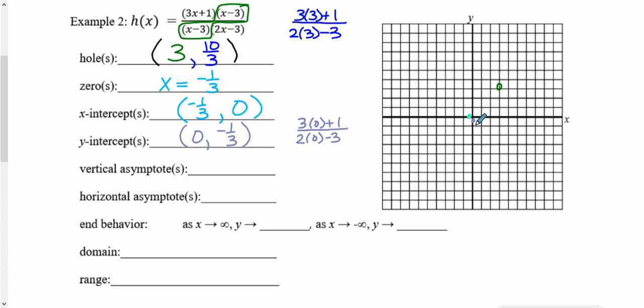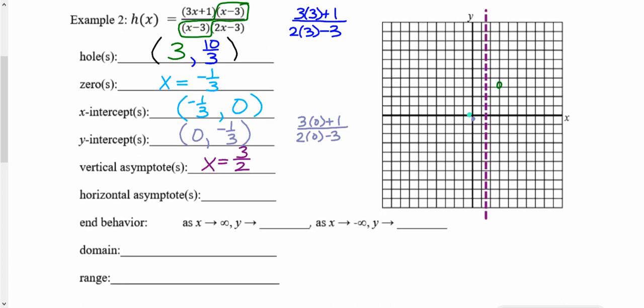So I went ahead and plotted that point as a y-intercept as well. To find the vertical asymptotes, I want to look at where the bottom was equal to 0 that did not reduce out of the function. So that gives me x equals 3/2. So I went ahead and put a vertical asymptote on my graph at x equals 1.5.